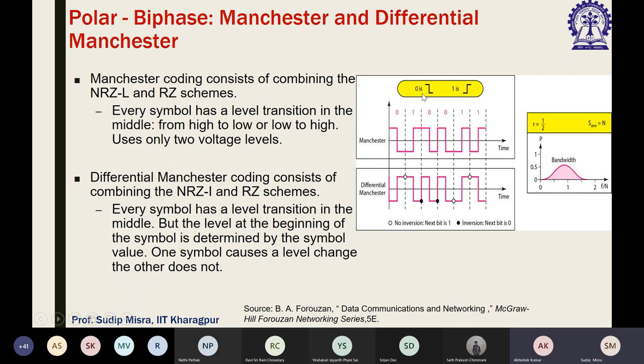So here in Manchester, 0 is represented with the help of this transition in the bit interval, whereas 1 is represented this way. So 0 is this transition, high to low, and 1 is low to high. 0 is high to low, 1 is low to high, and so on. This is how this scheme basically works. Okay, is it clear?